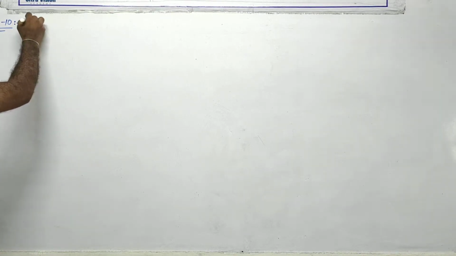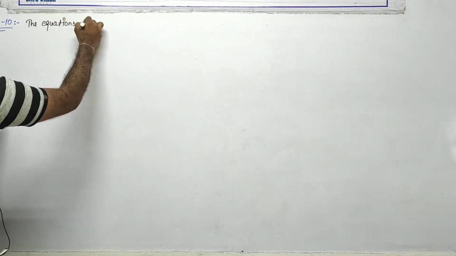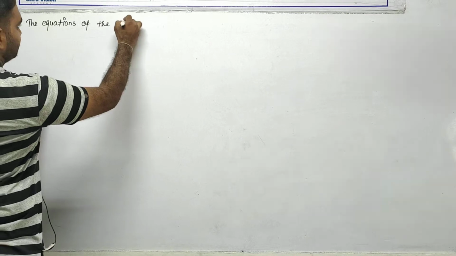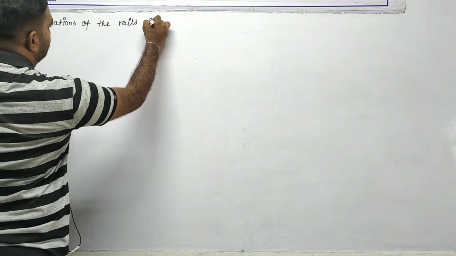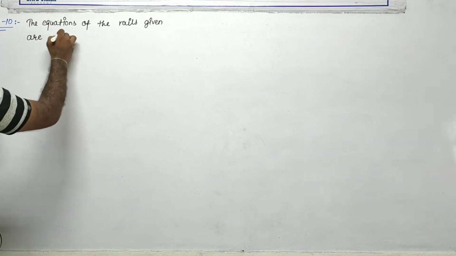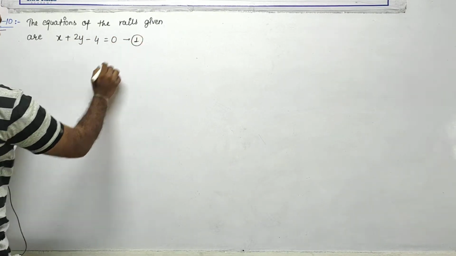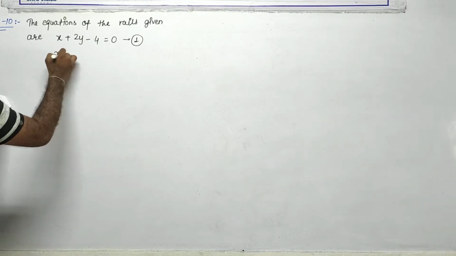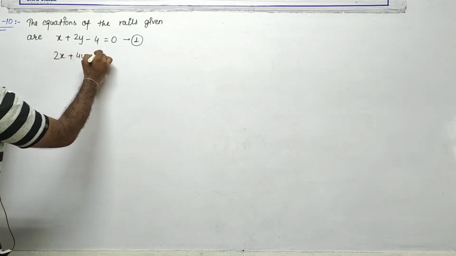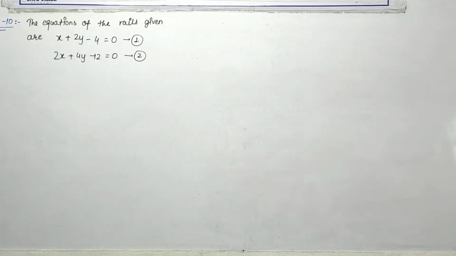The equations of the rails given are x plus 2y minus 4 equal to 0, which is the first equation, and 2x plus 4y minus 12 equal to 0, which is the second equation. So these are the two equations given to us, right? Now we shall solve them by substitution.